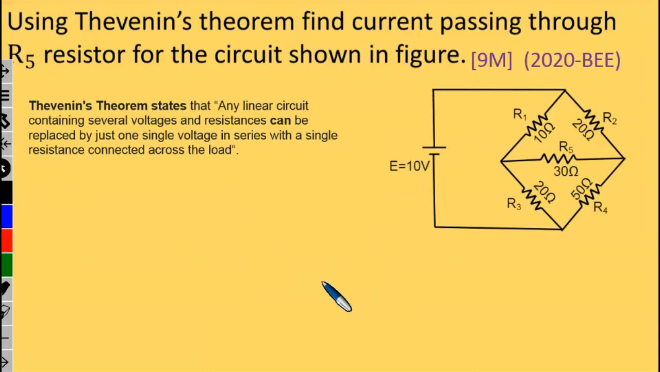Using Thevenin's theorem, find the current passing through the R5 resistor for the circuit shown in the figure. This question was asked in 2020 BEE. Here we are asked to find the current flowing through the R5 resistor, that is nothing but this 30 ohms. So how to solve this network?